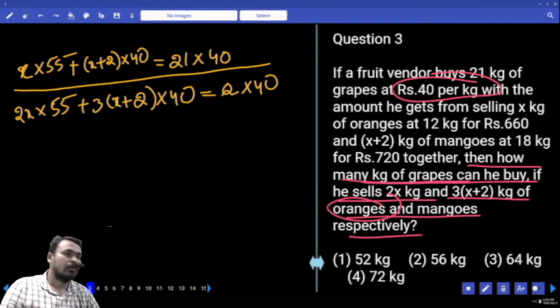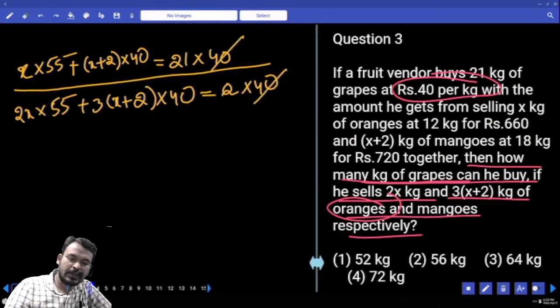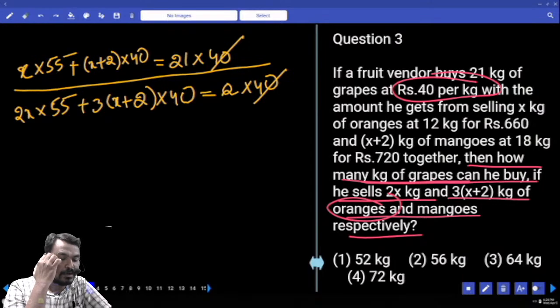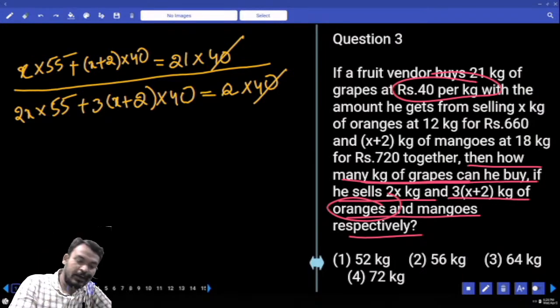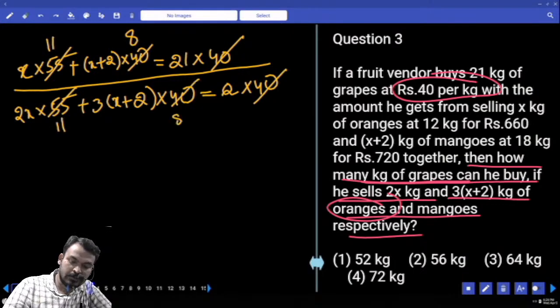Yes or no? Numerator by denominator. Okay, 40 and 40 cancel or not? Okay, 55 doesn't cancel, 40 and 40 cancel. 5 how many times? 11. 5 how many times? 8. 5 how many times? 11. 5 how many times? 8 times.